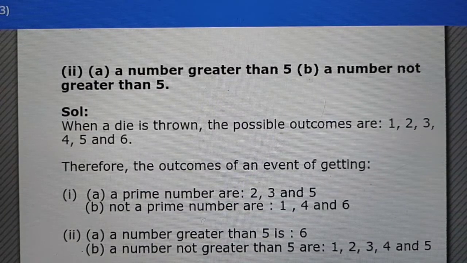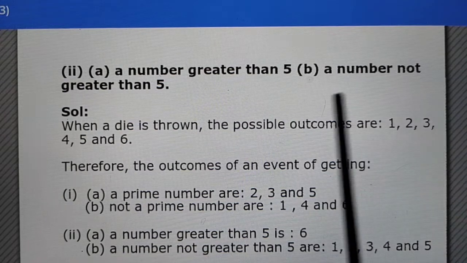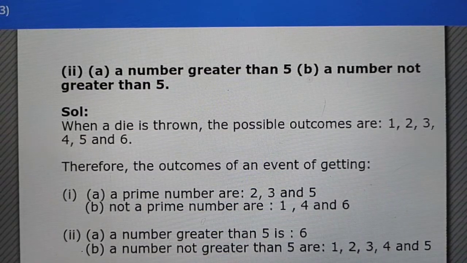Now the second question is a number greater than 5. As I told you, a number which is greater than 5 is only 6. So our favorable outcome is 6. Next, a number not greater than 5. Which numbers are not greater than 5? 1, 2, 3, 4 and 5 also. Now 5 is not greater than 5, that is equal to 5. So the numbers which are not greater than 5 are 1 to 5.